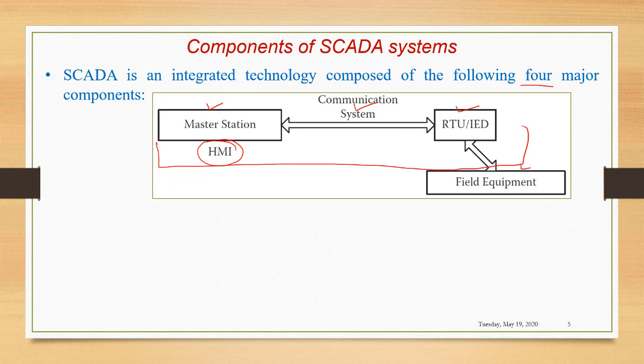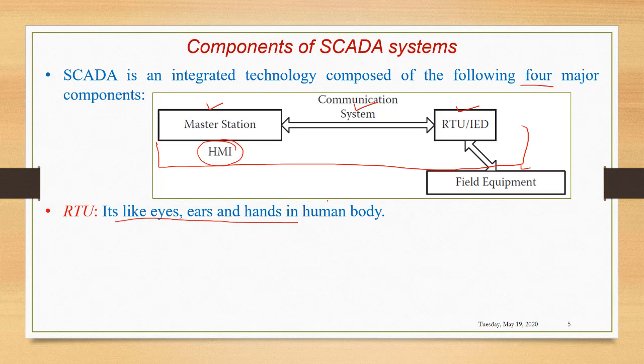Field equipment doesn't come under the SCADA system because it is implemented in the field to acquire data and to receive the signal from the SCADA system. The major equipment is the RTU, the remote terminal unit, and it is very important. It's like the eyes, ears, and hands in the human body. What the eyes and ears in the human body do is acquire the data from the field.